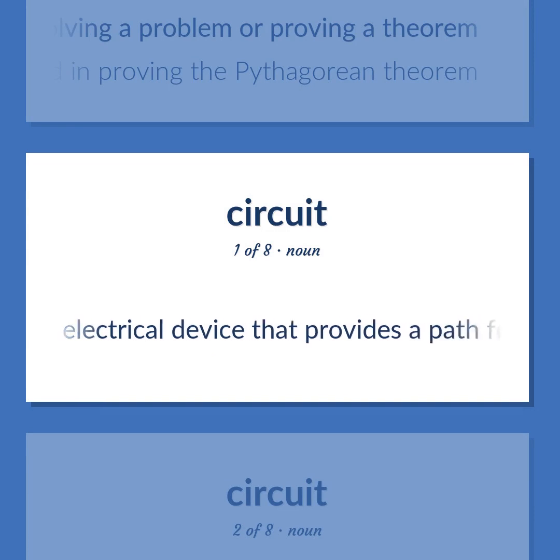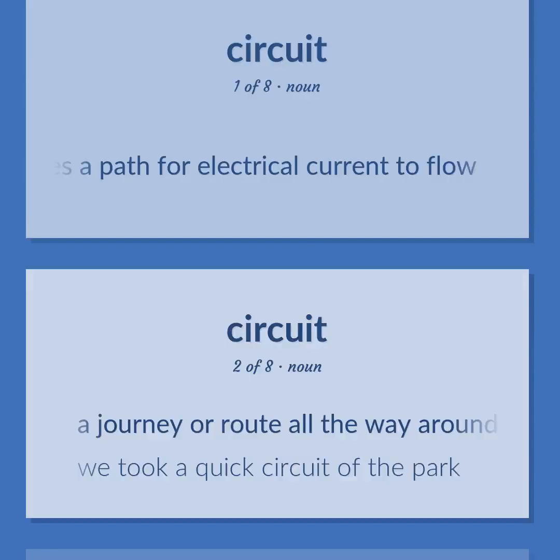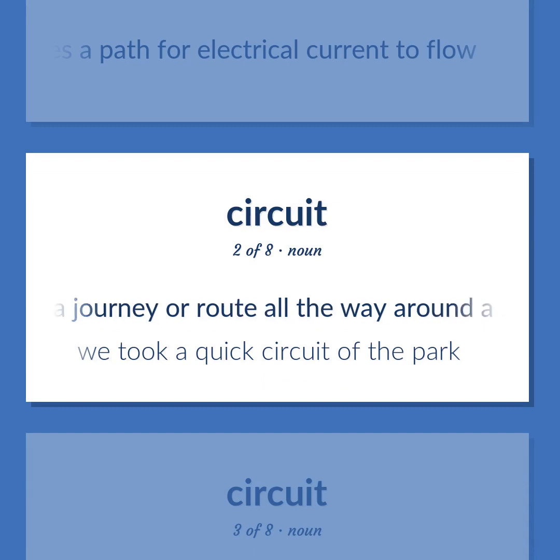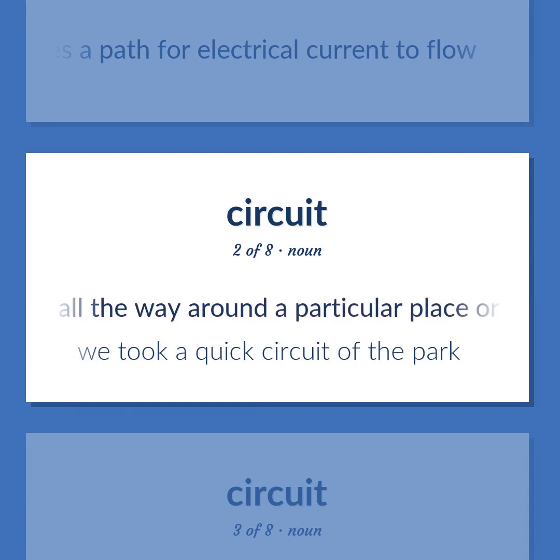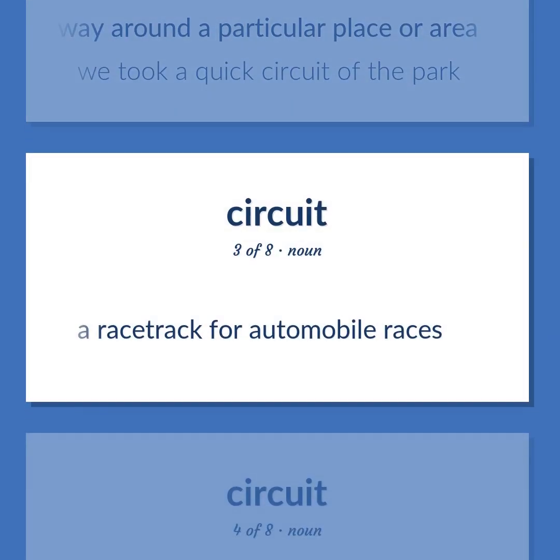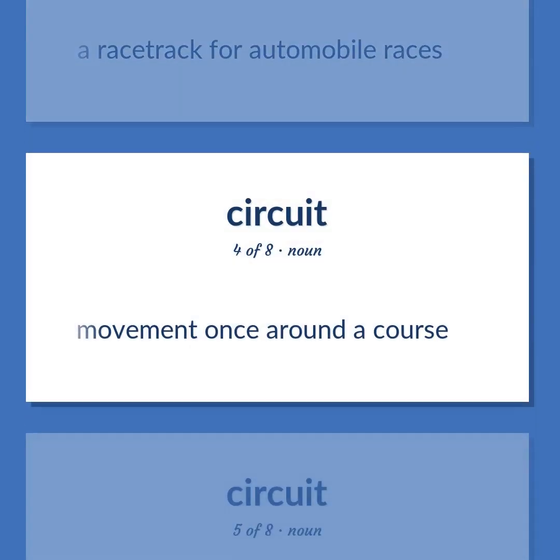An electrical device that provides a path for electrical current to flow. A journey or route all the way around a particular place or area. We took a quick circuit of the park. A racetrack for automobile races. Movement once around a course.